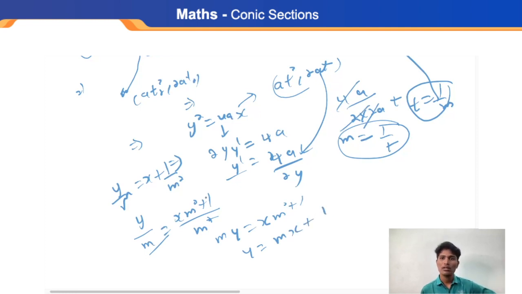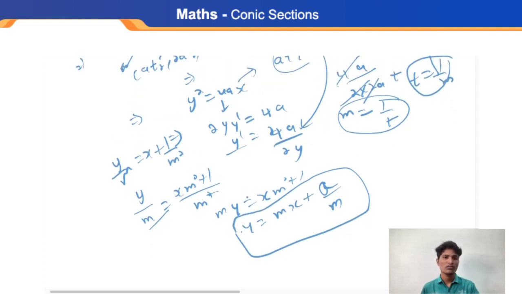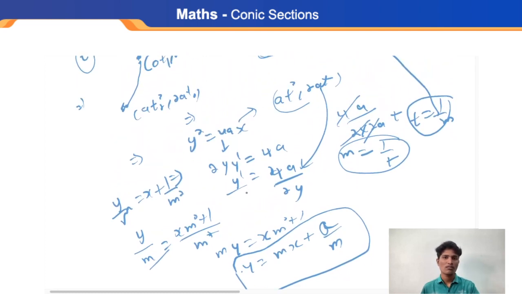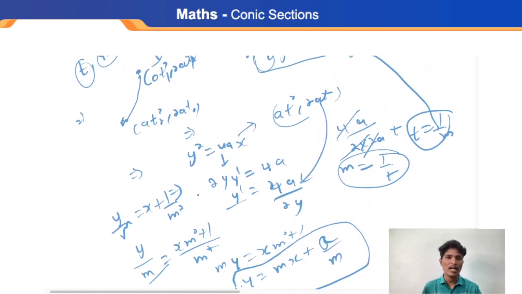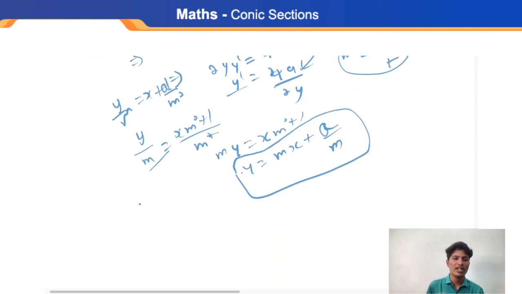I think it is a by m here, not 1 by m. We considered 1 because it is a. Sorry guys, here there is an a, so that is the reason we got a here. So the final equation is y is equal to mx plus a by m, which is the equation of the tangent in slope format.